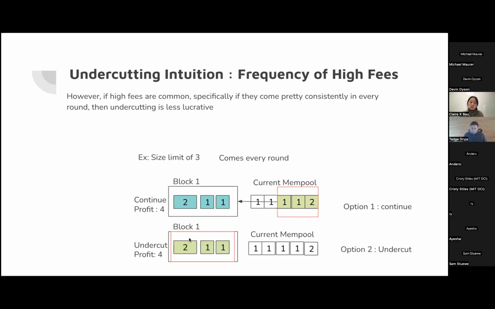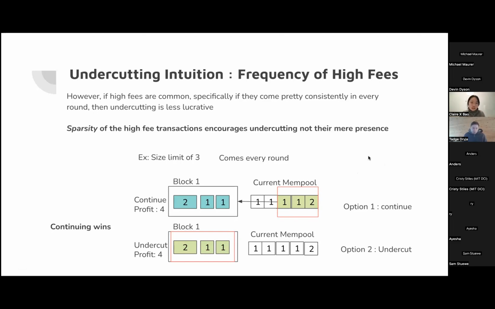The undercutting miner will behave the same way. They'll take the high fee transaction from the previous block. And since in this case there is a high fee transaction available in the mempool, as well as in the previous block, both of their profits are the same. So miners will continue, and continuing wins. And this interesting example seems to suggest that it's not the mere presence of high fees in the mining environment that might encourage undercutting, which seemed to be suggested by the previous example. Rather, it's when the high fee transactions are sparse enough that we can't get them from the current mempool and we have to get them from the previous block.